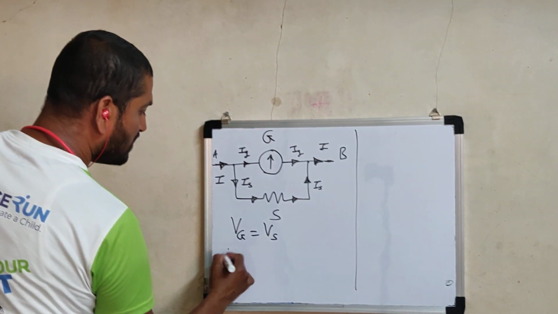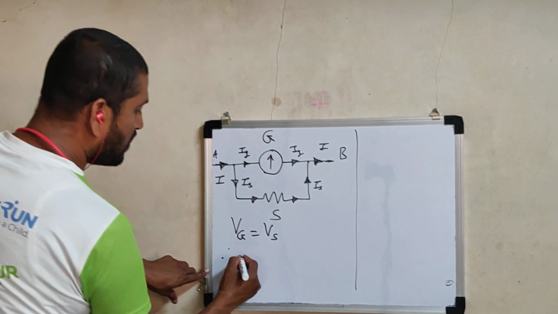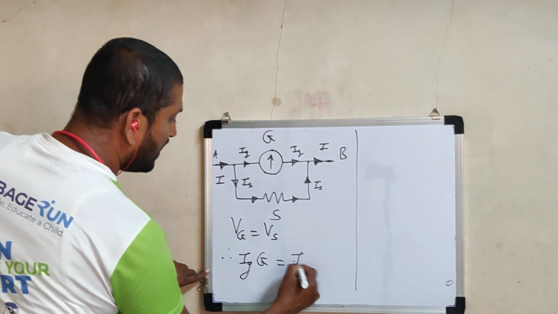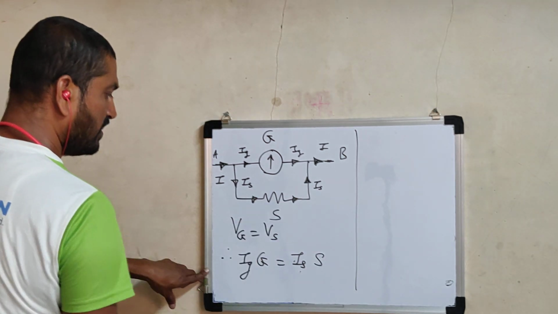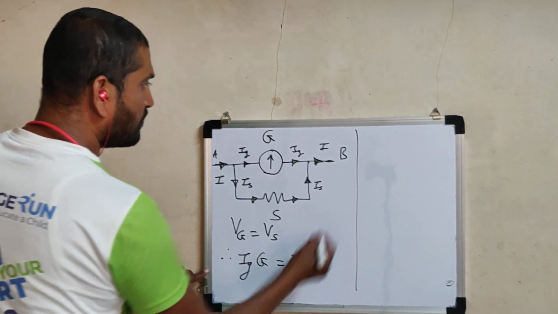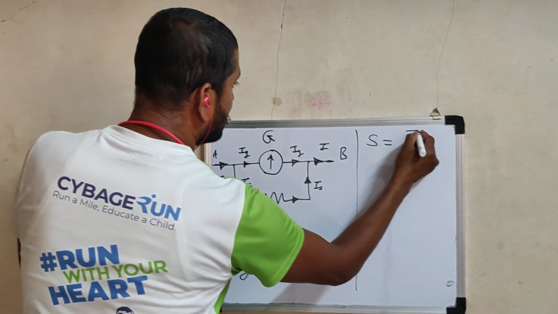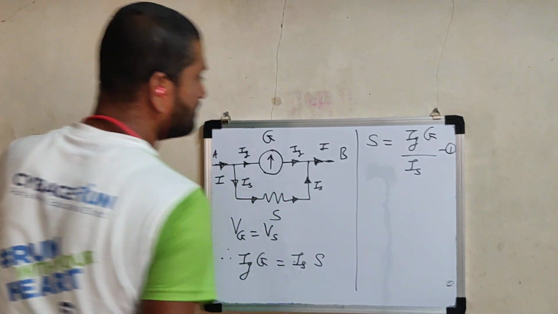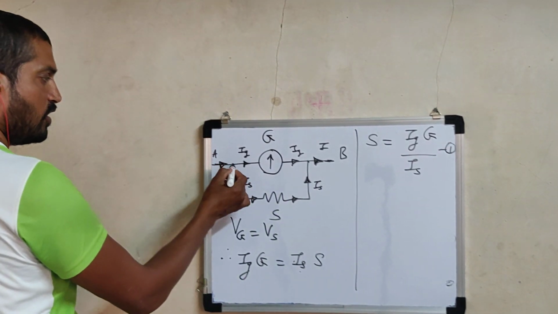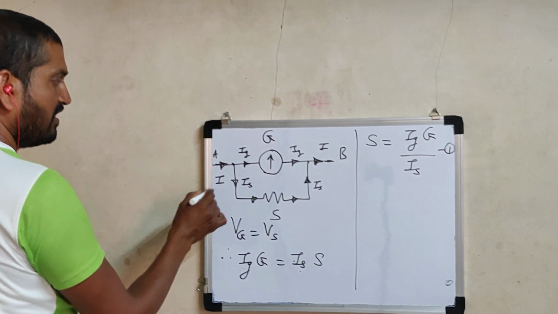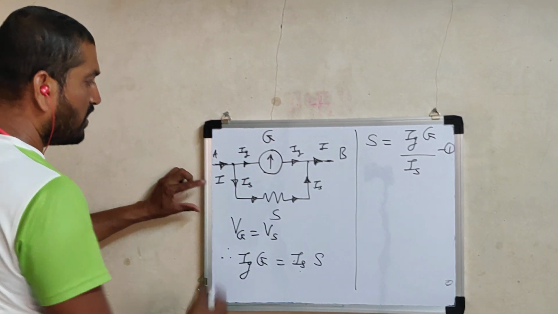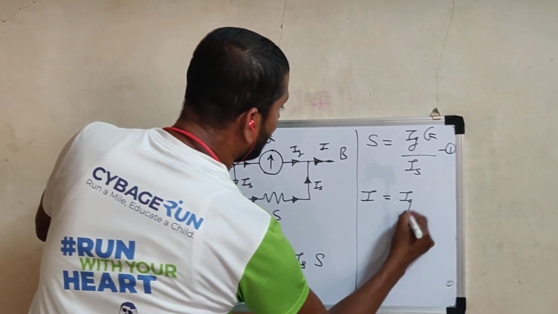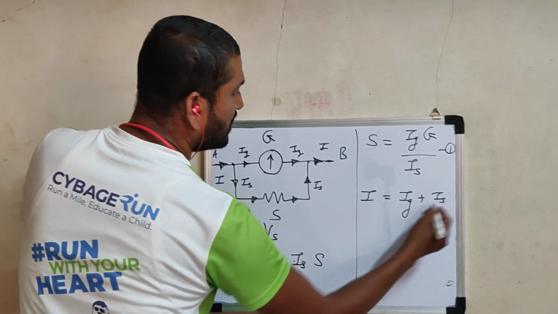If Vg is equal to Vs, according to Ohm's law we can write Vg is equal to Ig into capital G. Like that, Vs is equal to Is into S, where Is is the current flowing through it. From this equation we can write shunt S is equal to Ig into capital G upon Is. Suppose this is equation number 1. But as per Kirchhoff's current law, for this junction, the sum of incoming current is equal to the sum of outgoing current. The incoming current is only I, the outgoing currents are two, that is Ig and Is. So we can write I is equal to Ig plus Is.